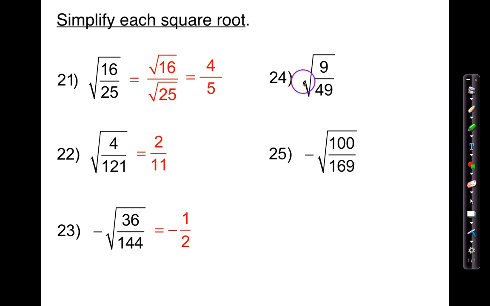Number 24, the square root of 9 over 49 is going to be 3/7. And number 25, the opposite of the square root of 100 over 169 is going to be -10/13. So please make sure you recognize this as the opposite. Now, if it was on the inside, then you can go ahead and refer to it as a negative.